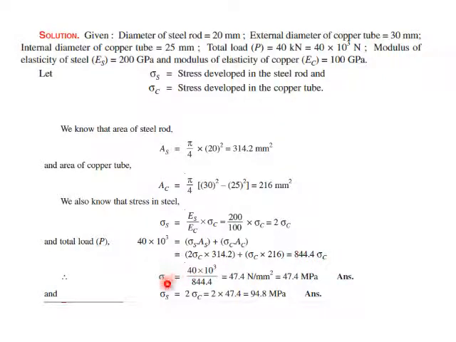So once again, use this condition and use the condition sigma S is equal to 2 into sigma C. You will get the stress in copper tube as 47.4 megapascal and stress in steel as 94.8 megapascal. Okay.